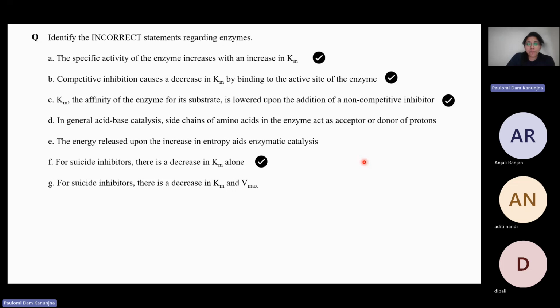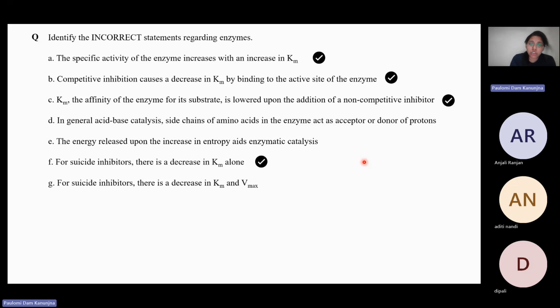So next, Km, which is the affinity of an enzyme for a substrate, is lower upon the addition of a non-competitive inhibitor. That is incorrect. We have discussed how it is not the case, because in non-competitive inhibition, Km is constant. The Vmax is changing. Next is general acid-base catalysis. Side chains of amino acids in the enzyme act as acceptor or donor of the proton. This we did in the previous session, which is correct.